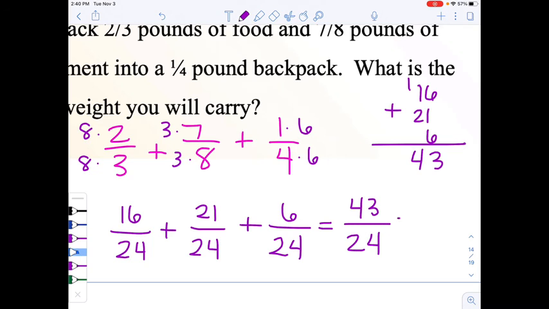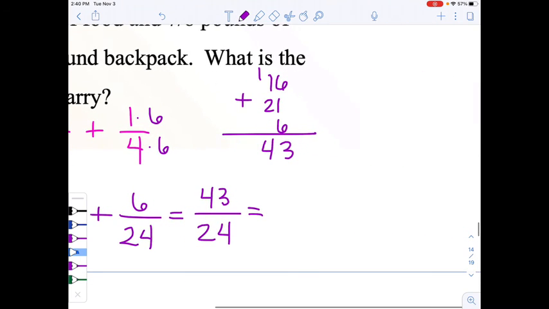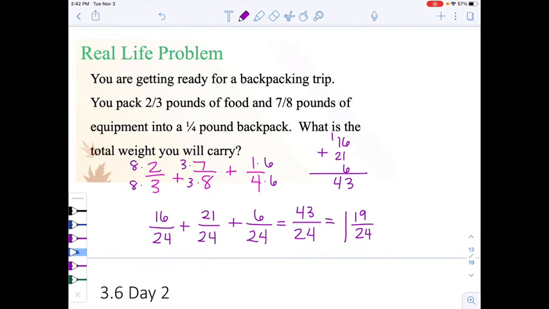Then I just need to simplify. 24 goes into 43 one time. 24 times 1 is 24. And then what's left over to get from 24 to 43? Let's see, we have 24, 34, 44 would be too much, so it's going to be 19. And 24 is our denominator. So we have 1 and 19/24 pounds. Very specific. But hey, when you're camping, that's actually a thing. People do weigh.